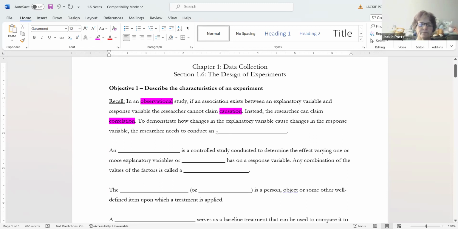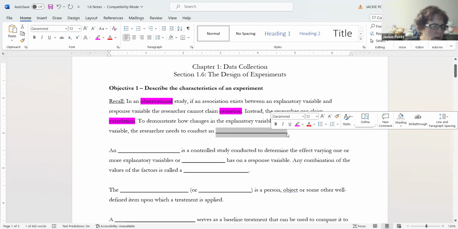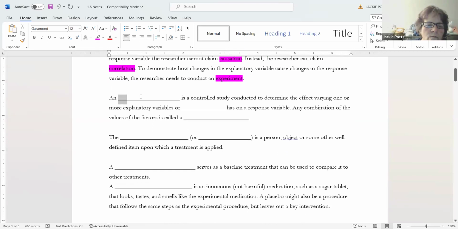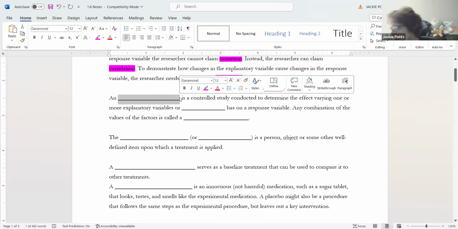All right. To determine how changes in an explanatory variable can cause changes in a response variable, we need to conduct an experiment. So if we want causation, that is an experiment. Right? All right.